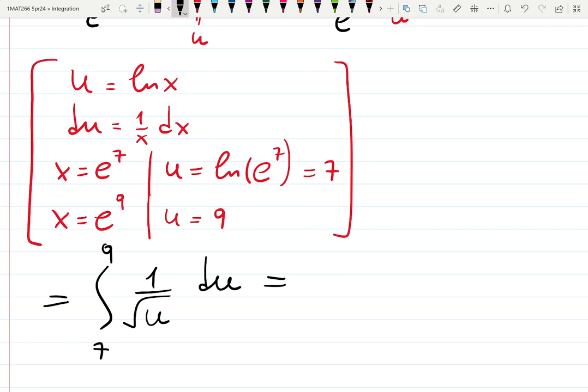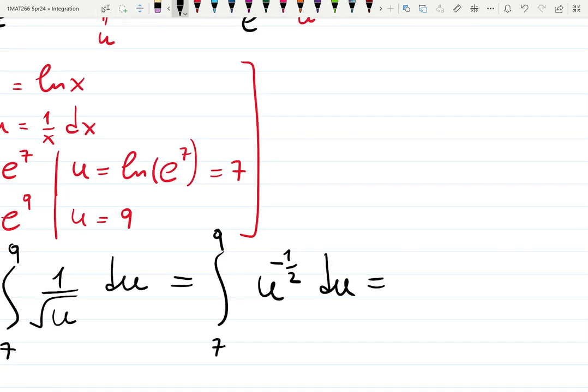Anyone else? How do you integrate 1 over square root of u? Anyone new? Let's see. You can turn it into u to the negative 1/2. Yes. Very good, that would probably make it a little easier on the eyes. And now, tell me what's the answer? It would be u to the 1/2 divided by 1/2. Amazing.